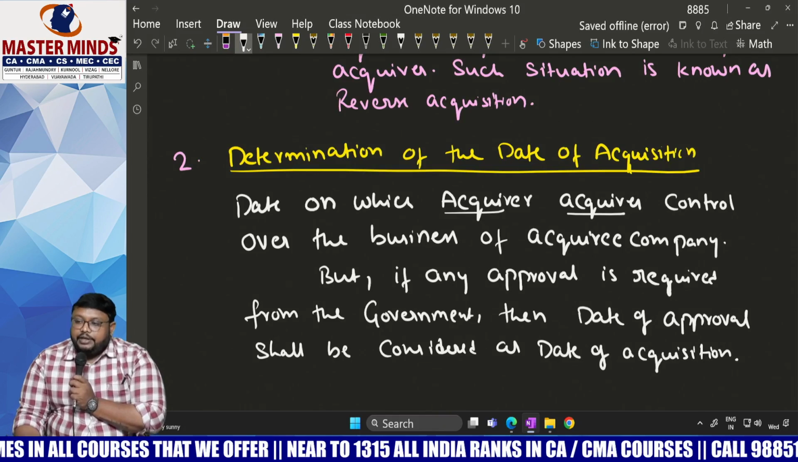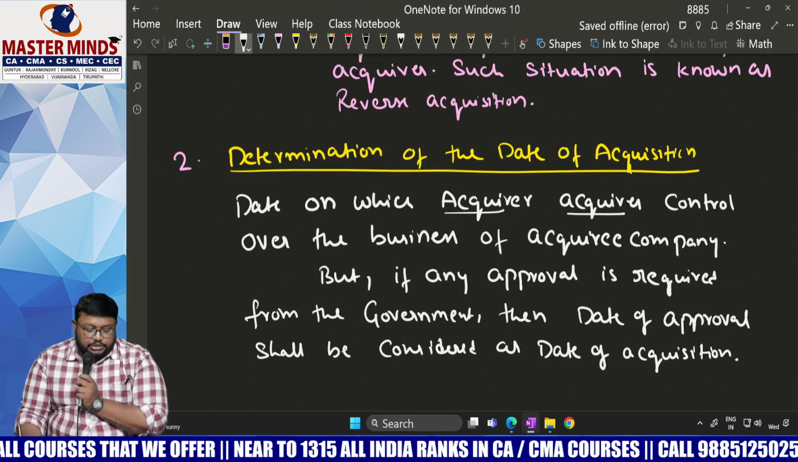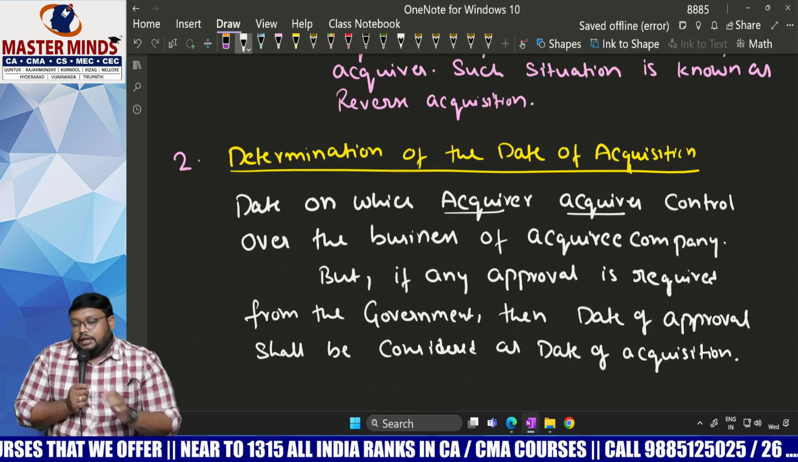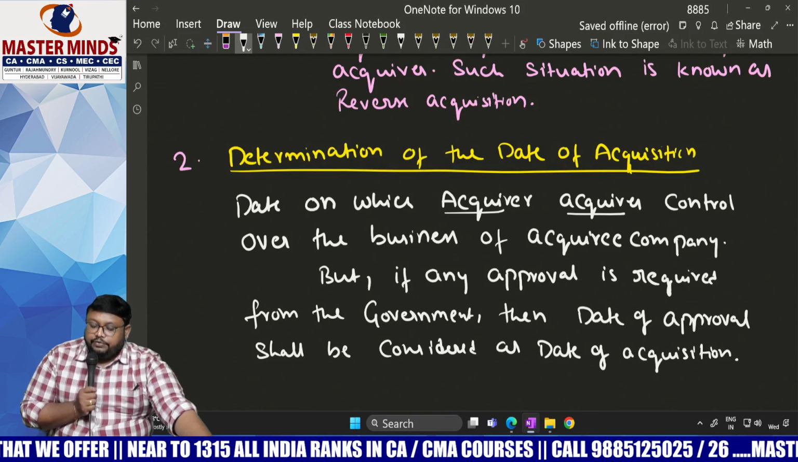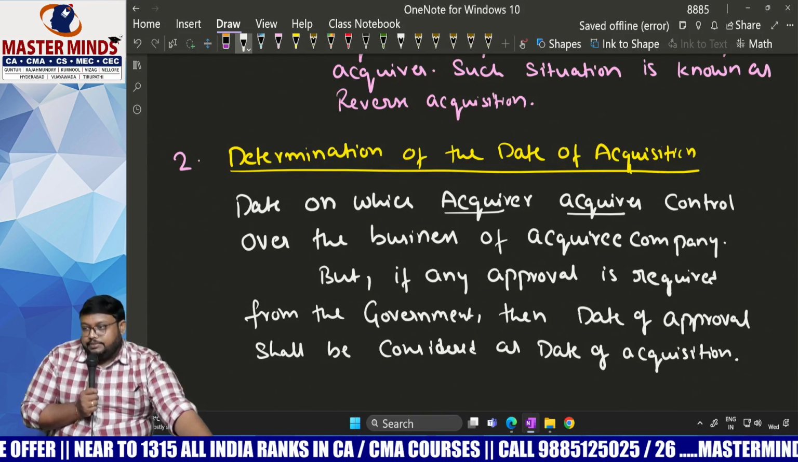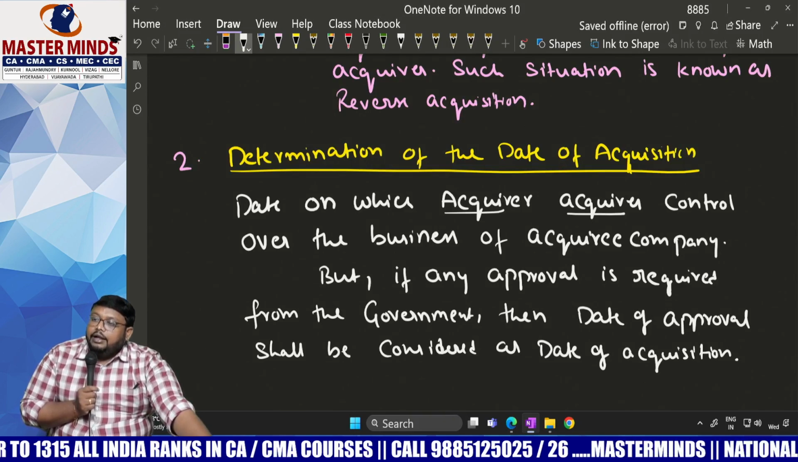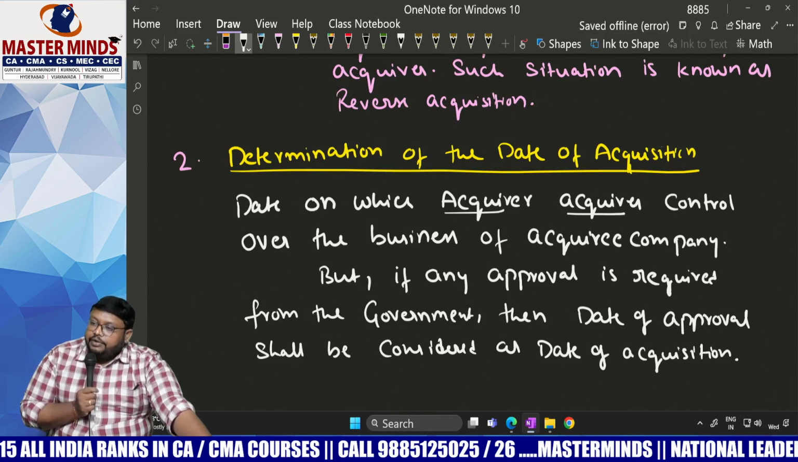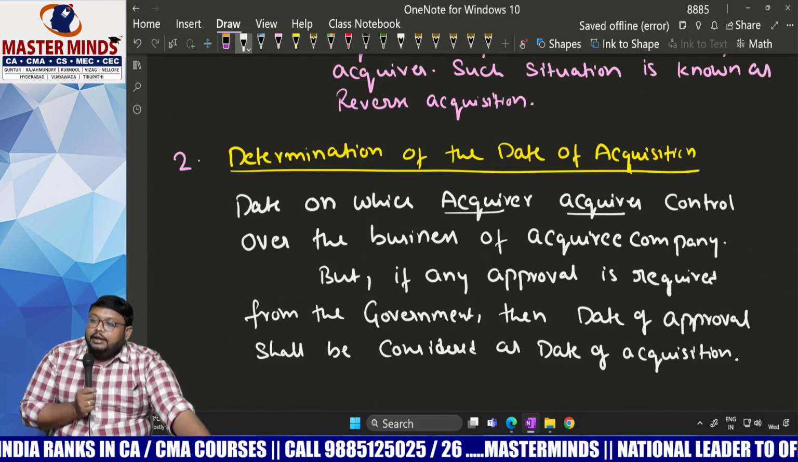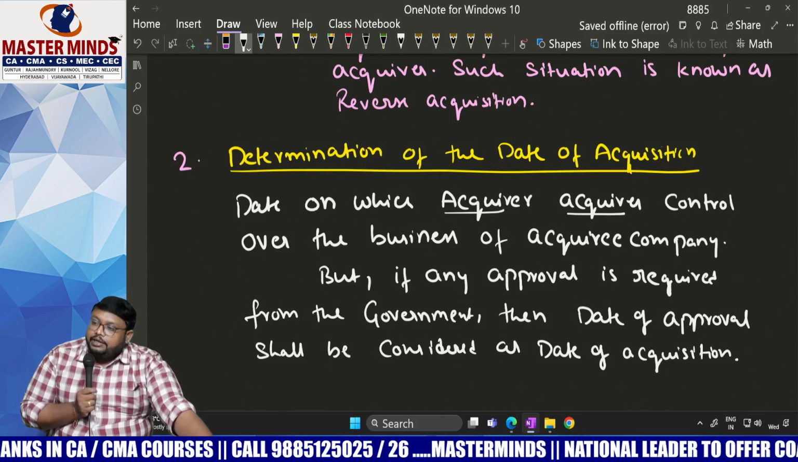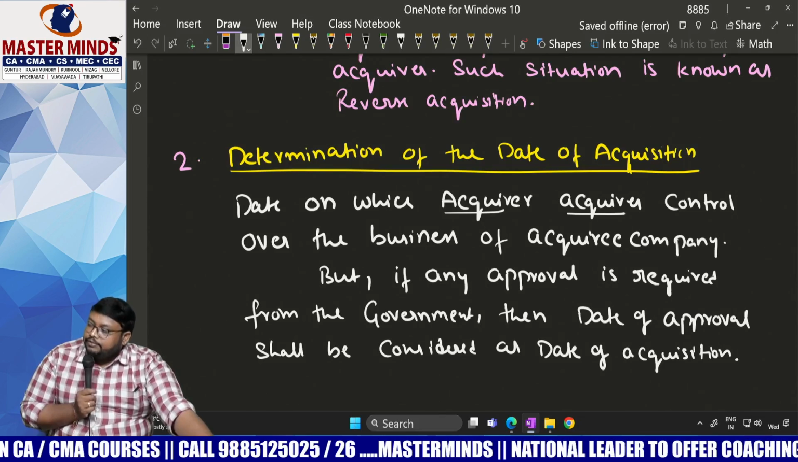First one, identification of acquirer. Second one is determination of date of acquisition. These are the first two steps we have to follow when following the acquisition method. First you identify the acquirer. Identification of acquirer means identification of the accounting acquirer. In which acquirer's books we have to prepare the accounts. First you have to identify him.